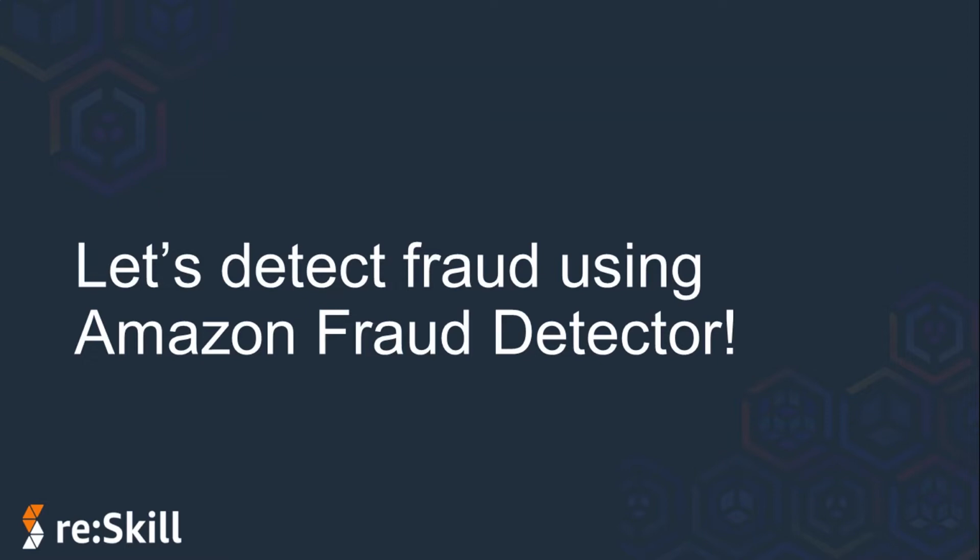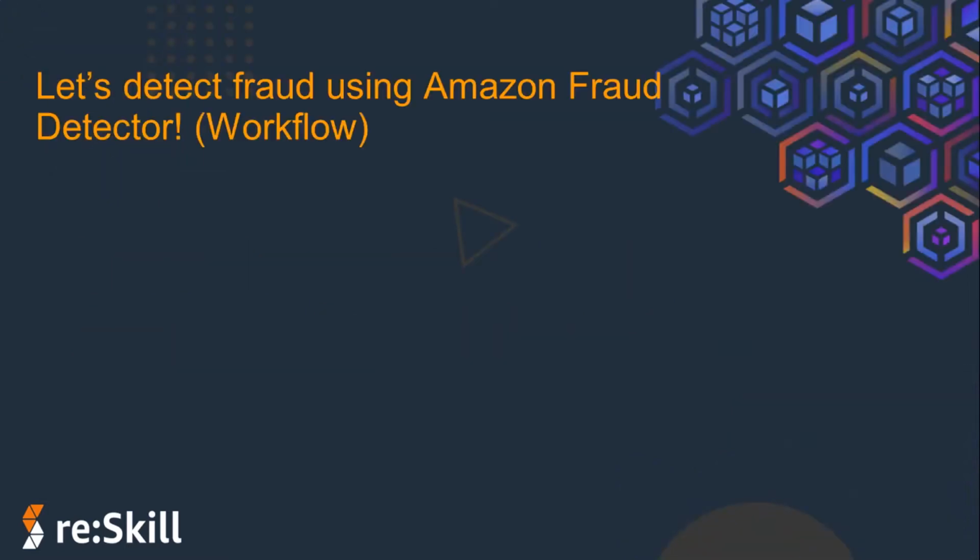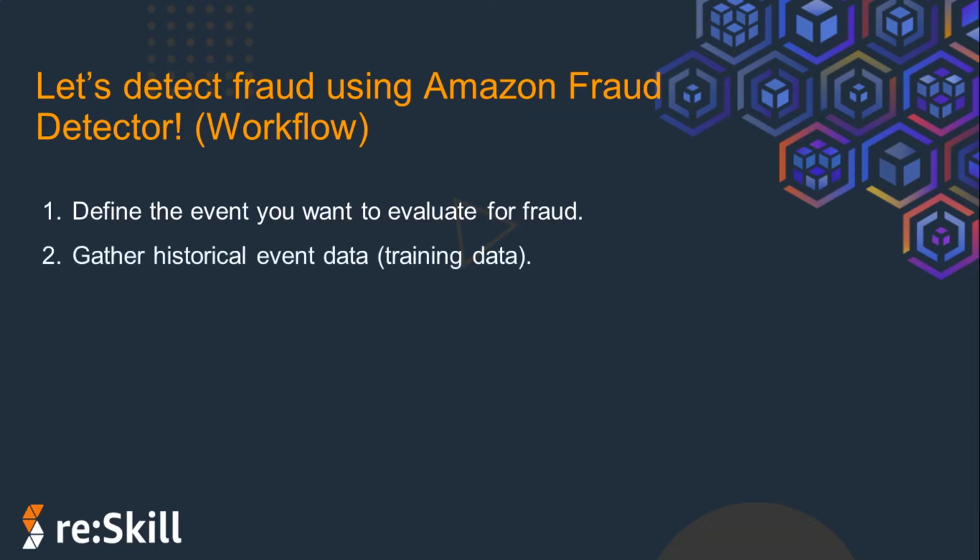But before we jump on to the AWS console, let me give you a little idea about the workflow that will be followed there. The steps for creating a model, building a detector, and getting fraud predictions include: first, we will define the event that we want to evaluate for fraud. Then gather some historical data or some data set. We can use some sample data set for the demo, or if you are using it for your use case, you can use your data set.